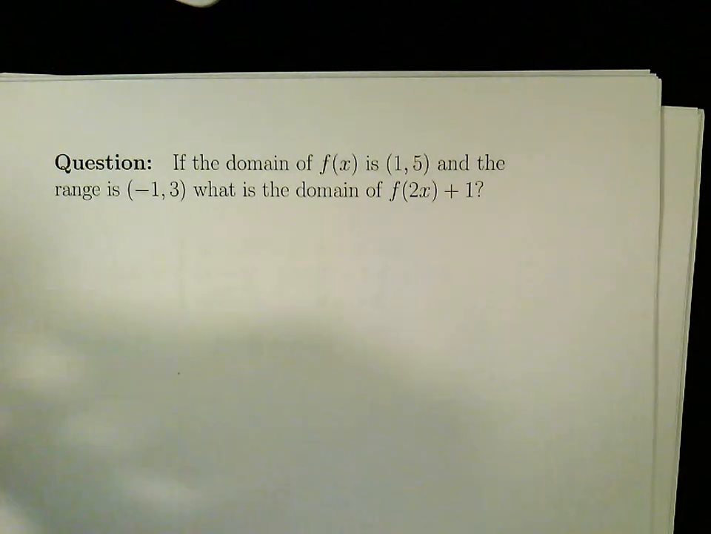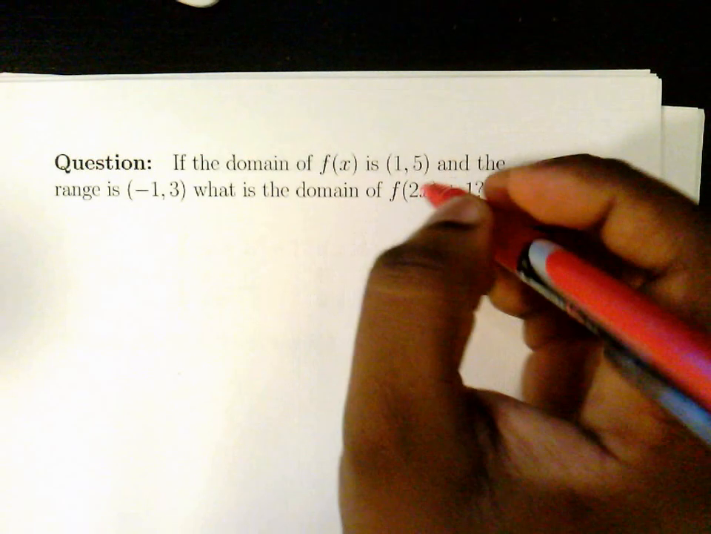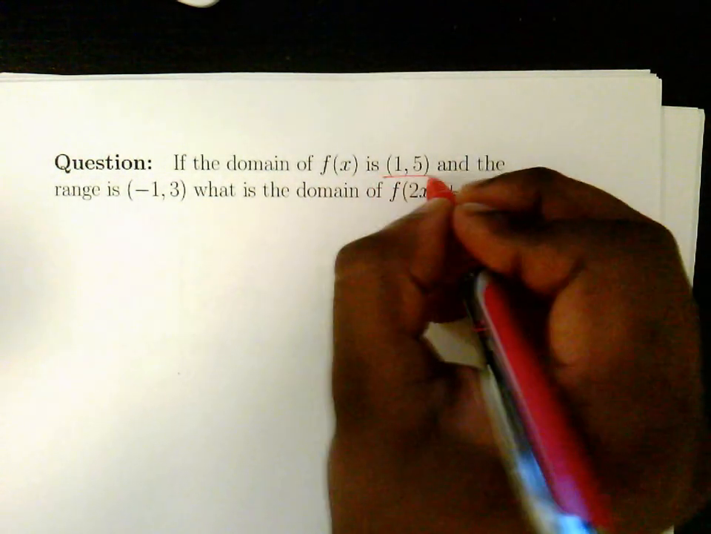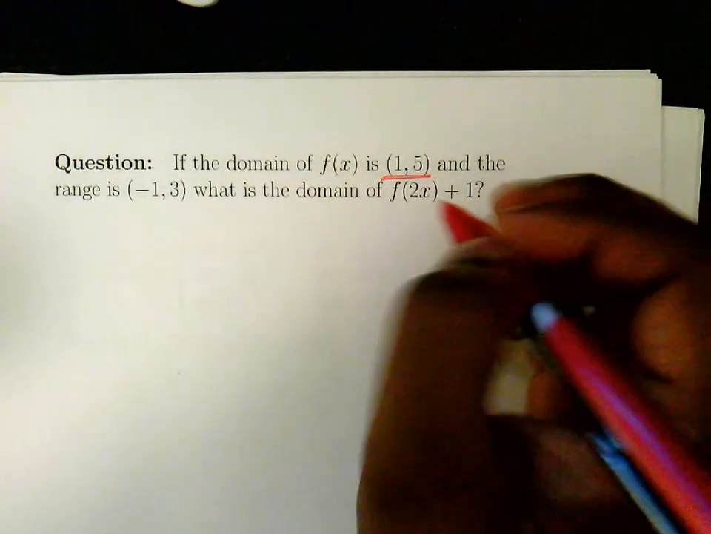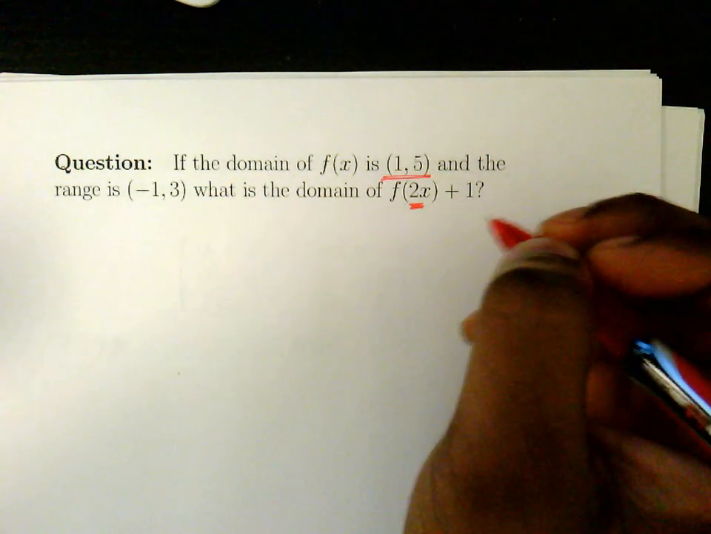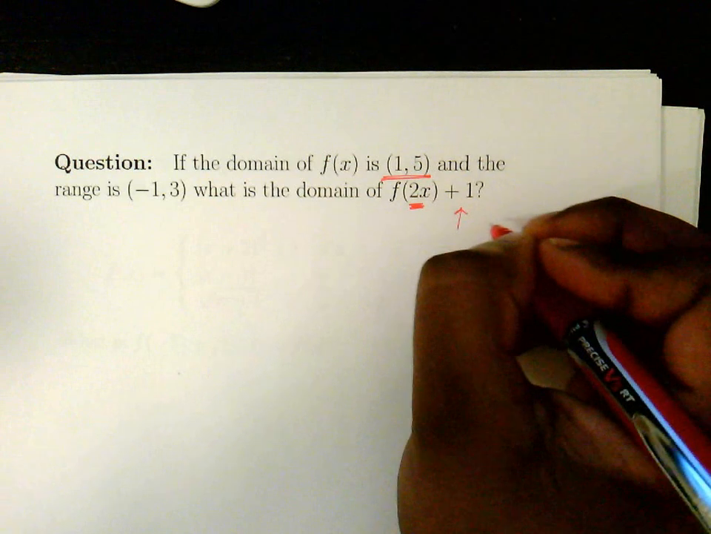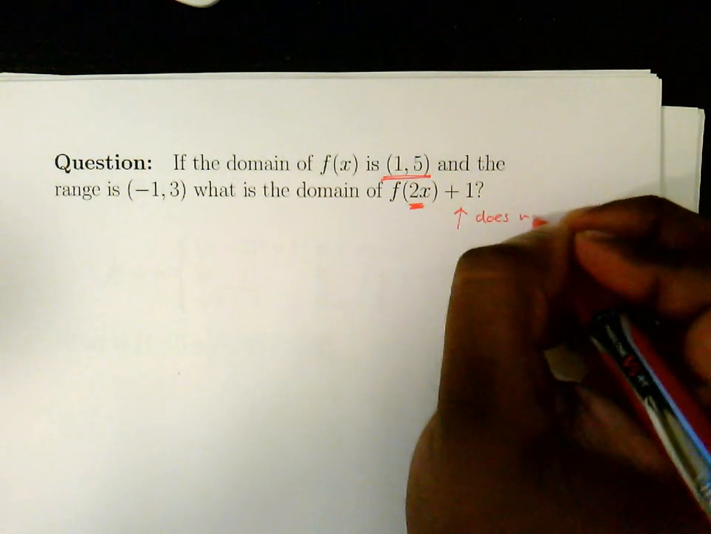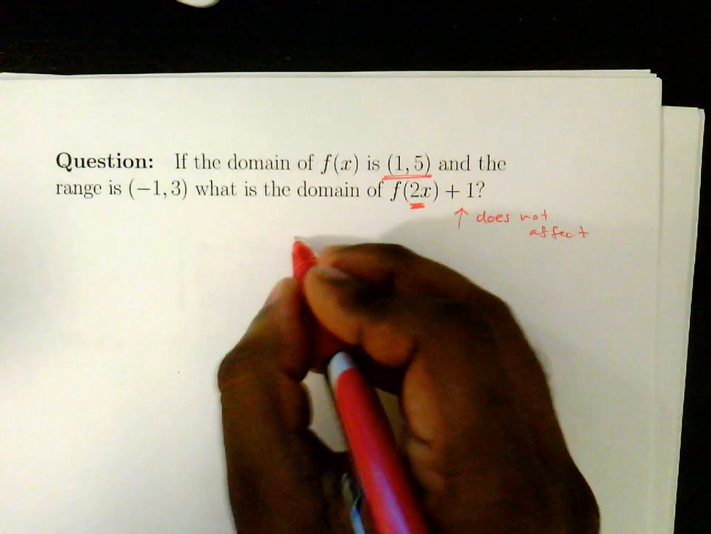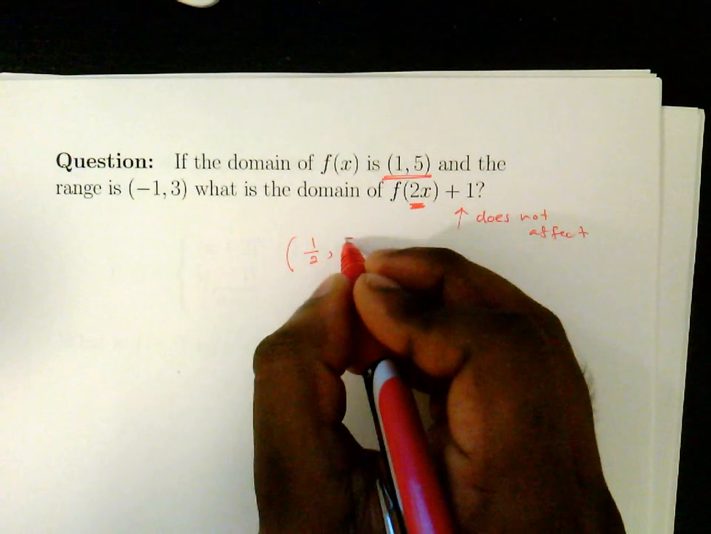So I'm asking about the domain, so only the horizontal transformations affect it. The domain of f(x) is 1, 5. So what's the domain of f(2x)? You would just divide the endpoints by 2. This is a vertical transformation, so it does not matter, it does not affect. So just divide the endpoints by 2, so 1/2, 5/2.